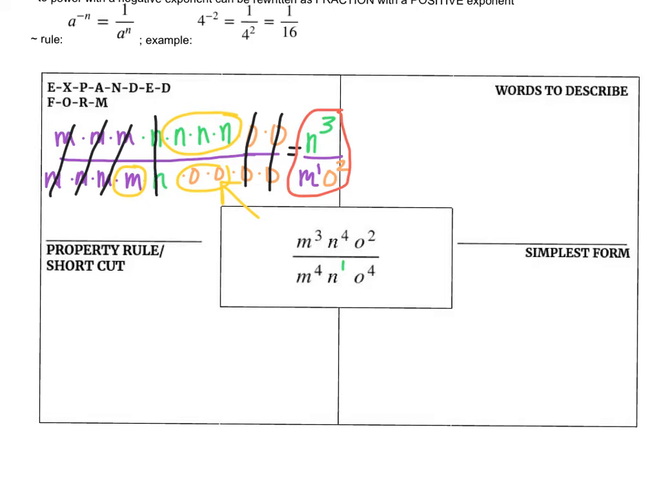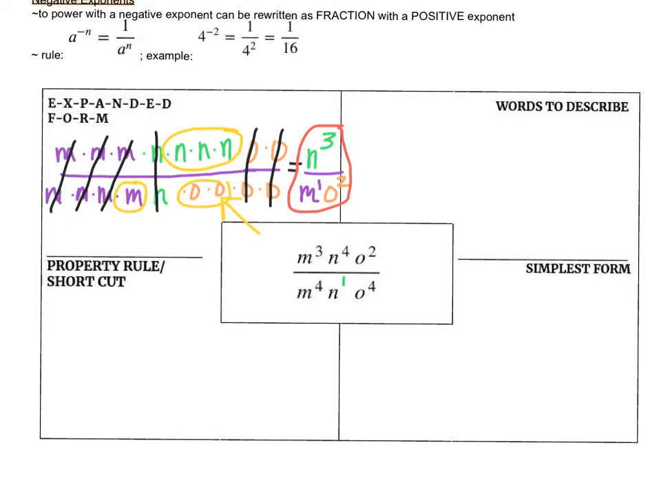Okay, so expansion helps if you're not sure which rule to do. I really like expanding it. So what property is going on here? Since it's a division problem, if we look up top, we're going to use the quotient property, or the quotient rule.